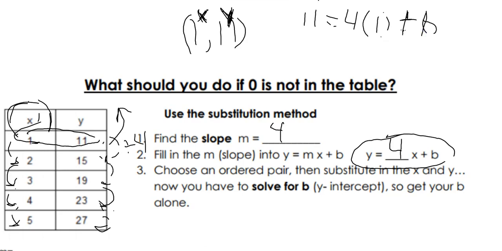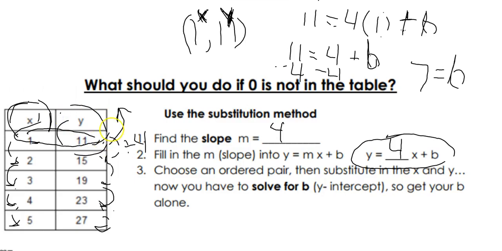Now I've just got to solve this equation. Work backwards to get b alone. So I'll have 11 equals 4 plus b. To get that b alone, I've got to subtract 4, and I'll find that b is equal to 7. Like I said, we could have worked backwards here, taken 11, subtracted 4, and that gives us 7. Either way, we're going to get that our equation is y equals 4x plus 7.